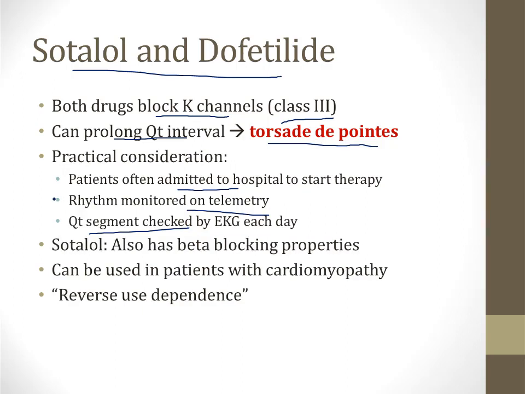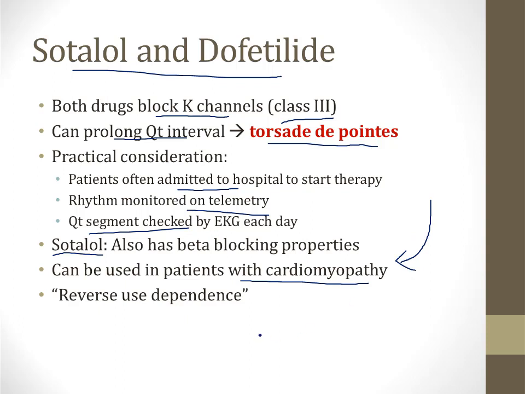But the highest risk is in the first few days, and therefore that's when we usually monitor them in the hospital. Sotalol also has beta blocking properties. That's why it ends in alol like other beta blockers. Both of these drugs can be used in patients with cardiomyopathy. That's their niche. When patients have especially atrial fibrillation and a depressed ejection fraction, these are the drugs that we usually go to.